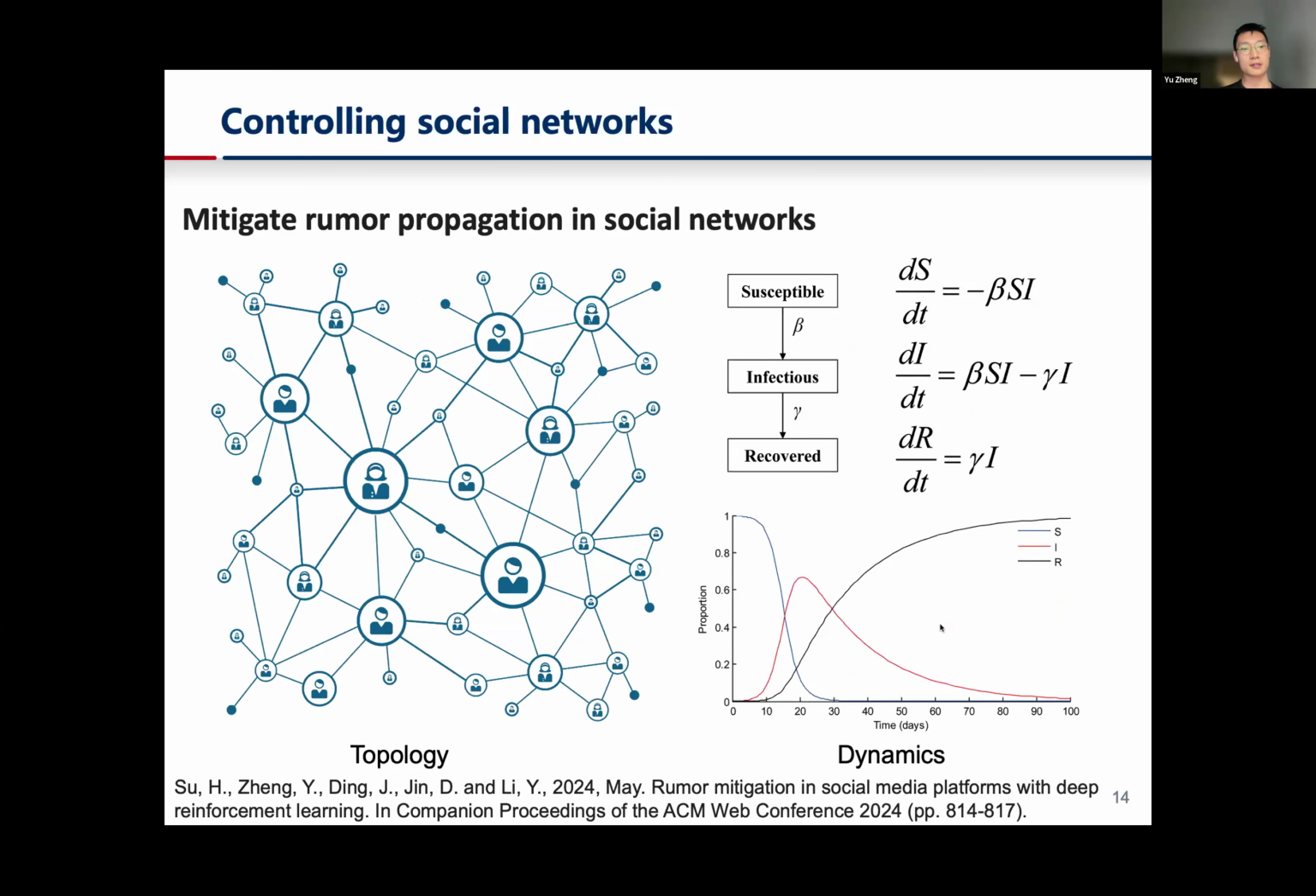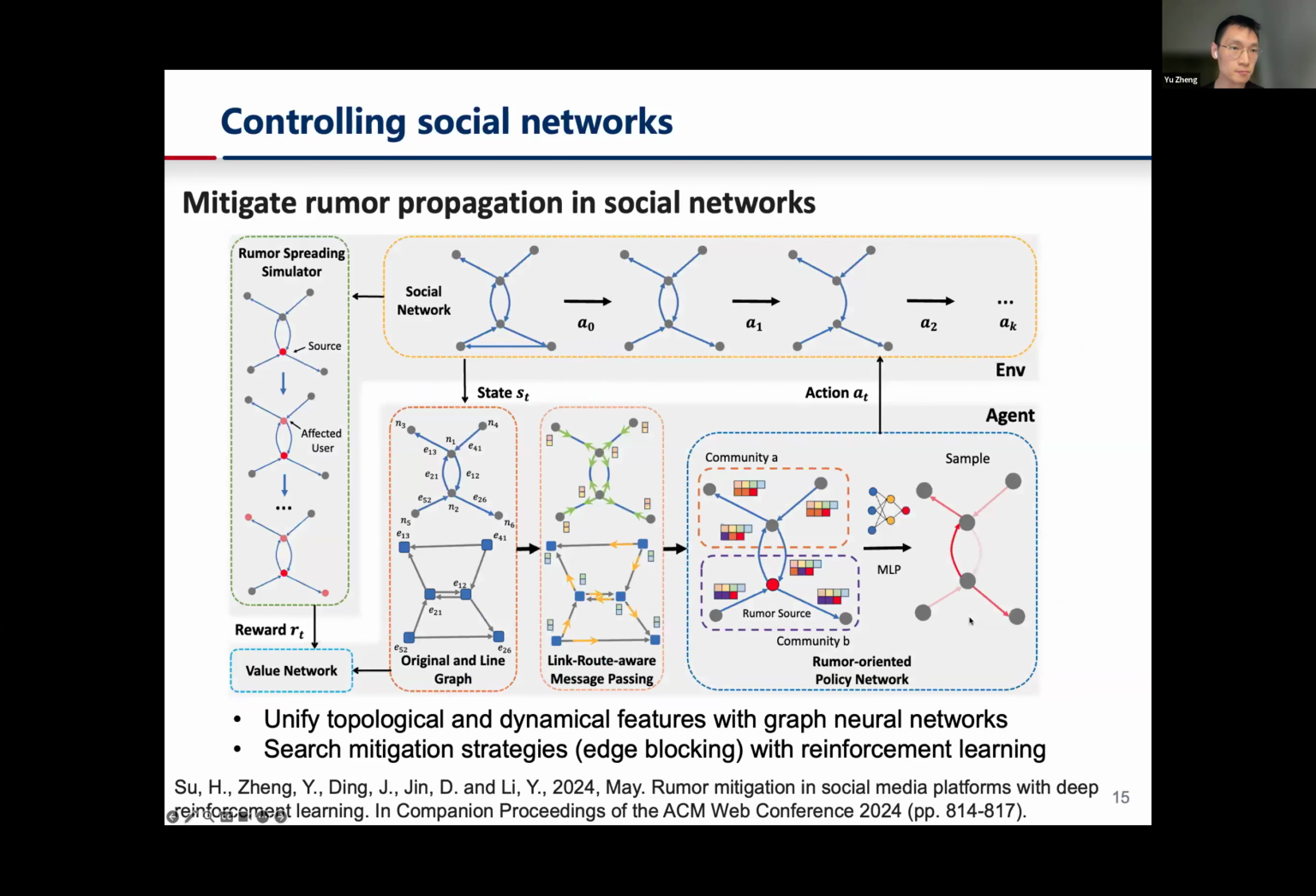And the previous work only considers the topology of the network, but for some real-world social networks, such as how rumors or information propagate, we have not only the topology structures, but also the information dynamics or opinion dynamics on how this information passes between neighbors. So here we introduce our method, which has this application in rumor mitigation in social networks.